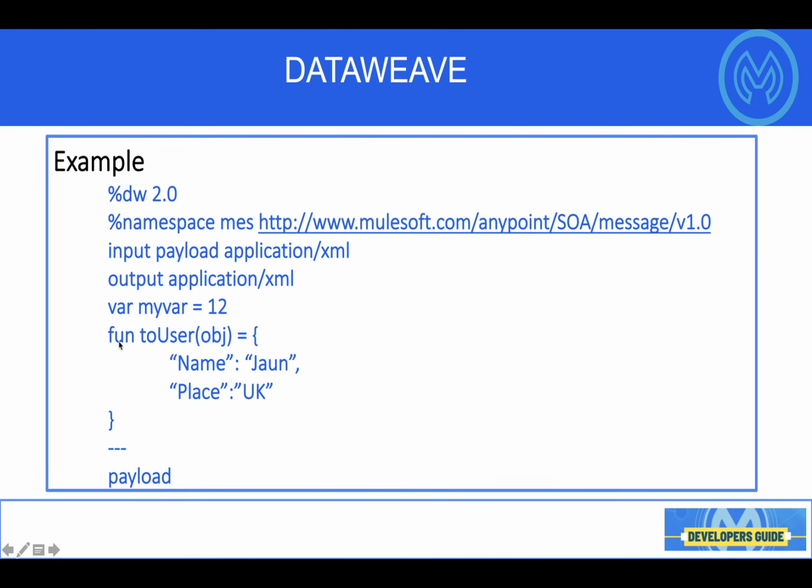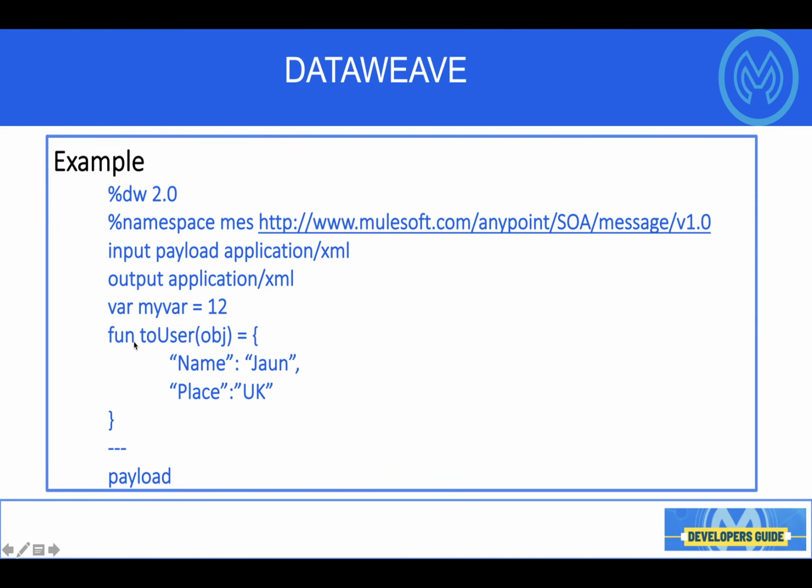To define a function, it's very similar to other programming languages. First you use the fun keyword, then the function name, then the input parameter, what you are passing as input. For example, this input object contains one object which contains two values, name and place. Here I hard coded this value, but many times you may need to pass some input parameter whenever you call a function. So you can pass that input parameter and define it in place of this object.